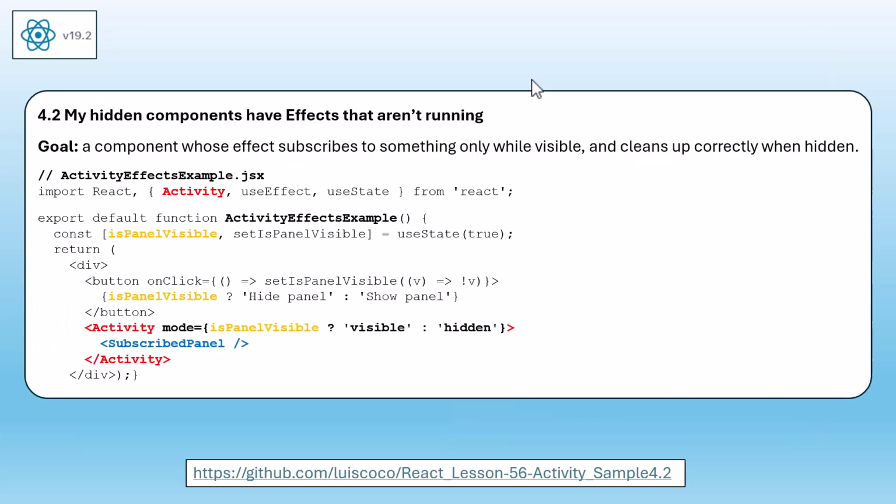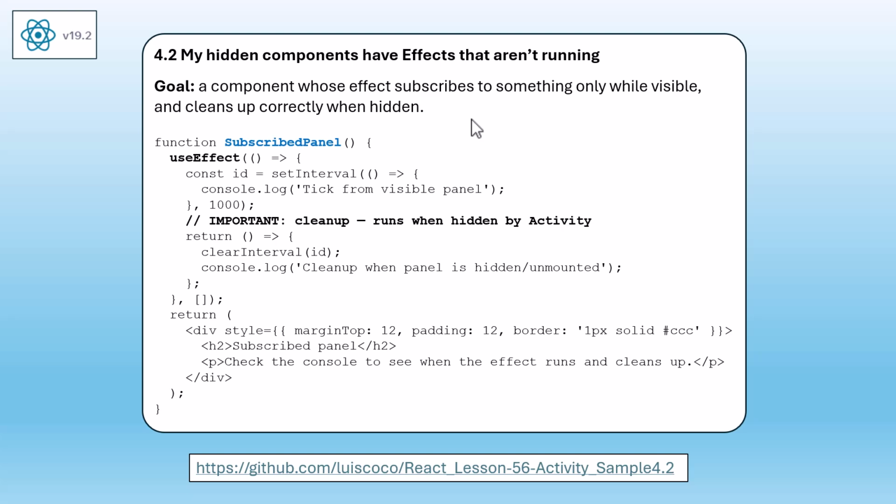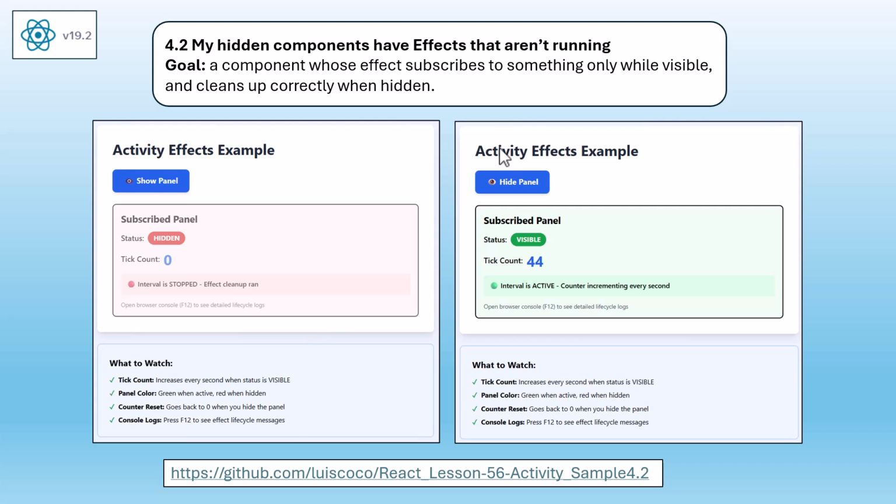4.2. My hidden components have effects that aren't running. When activity hides its children, all effects inside those children are cleaned up. They only run again once the content is visible. This is intentional because hidden content should not continue to run subscriptions, timers, or observers. If your effect expects to run again on visibility changes, you must structure the logic in its cleanup function. Using strict mode during development is recommended because it helps surface any missing cleanup logic early, ensuring your components behave correctly when hidden.